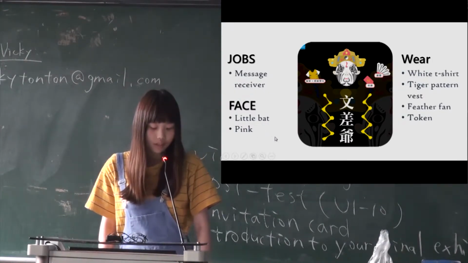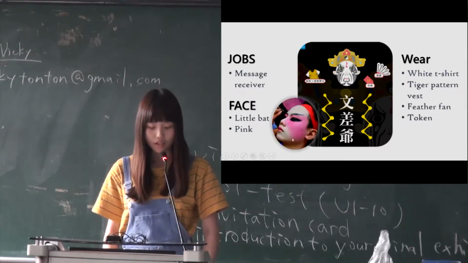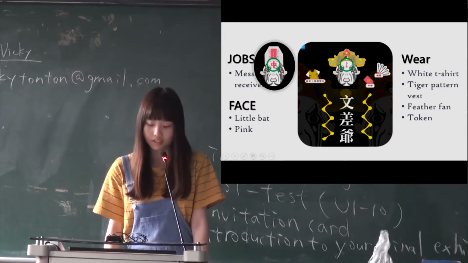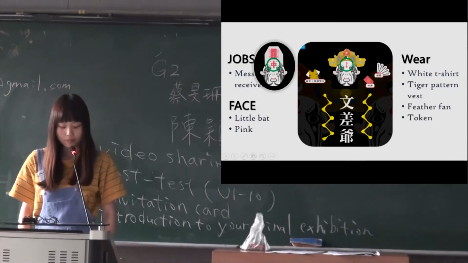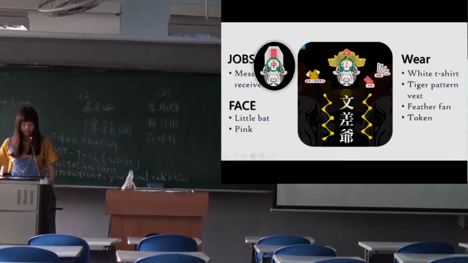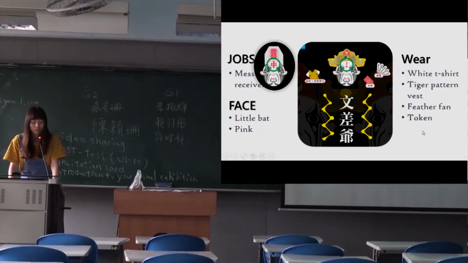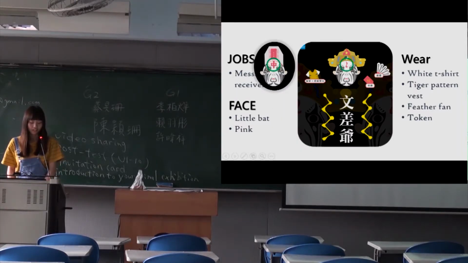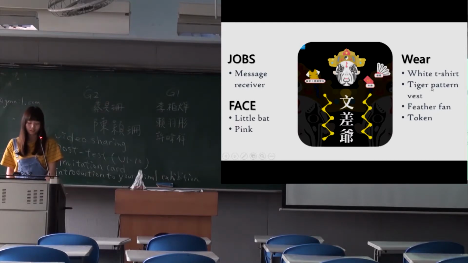Okay, next one is 文差爷. His job is to receive the God's message, and his face, you can see, looks like a little bat. And some 文差爷 will make up like this. And this is like 范爷, but we will introduce 范爷 later. And their difference is here. 文差爷 has fire and 范爷 has a 钟. Yes. And why is it fire? You know? Don't know.